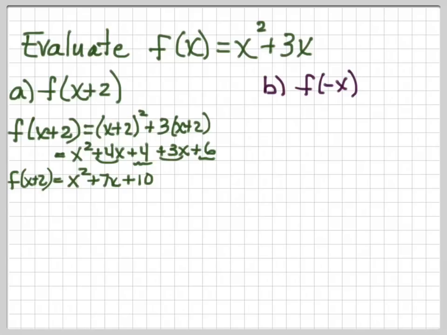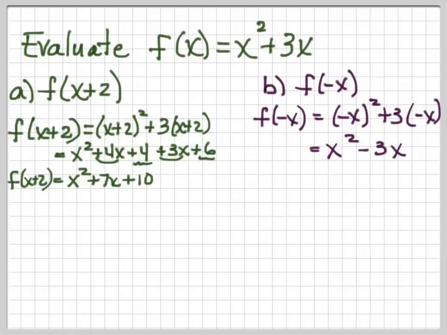If I want to evaluate f of negative x for this function, everywhere I see an x in the x squared plus 3x, I'm going to substitute a negative x. So I'll have (negative x) squared plus 3 times negative x. And once again, that negative x squared is in parentheses, so that's going to be x squared minus 3x. So f of negative x is x squared minus 3x.